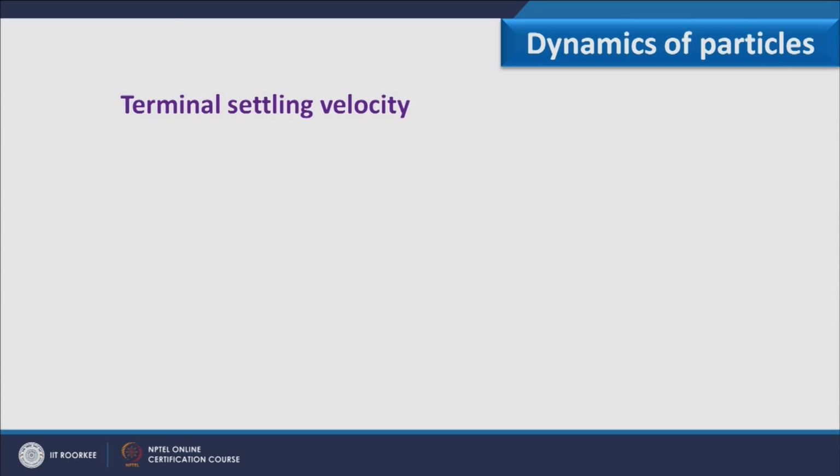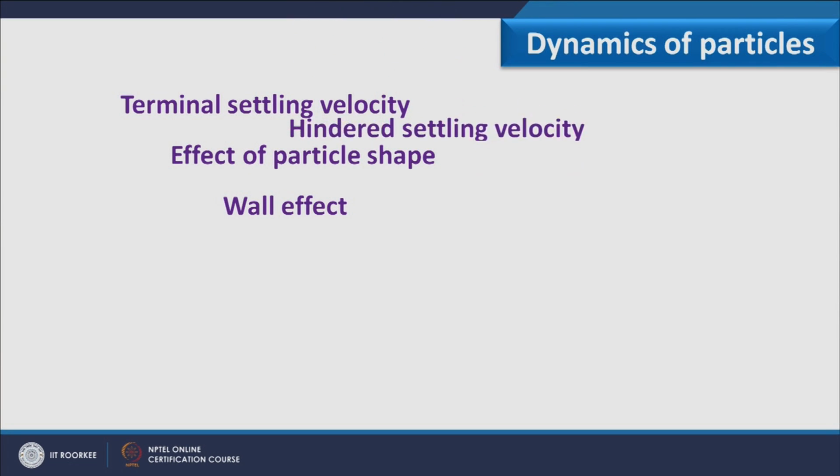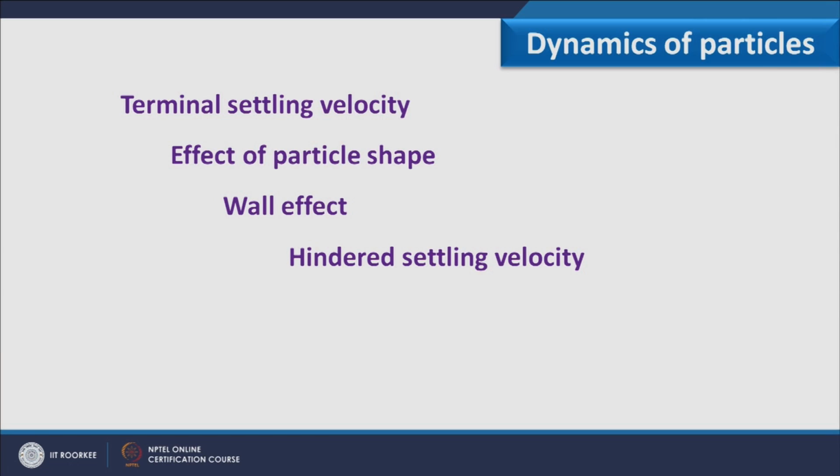Now, as far as the dynamics of particles is concerned, here we are going to cover different topics. First is terminal settling velocity, second is the effect of particle shape, and third is the wall effect. Apart from this, we will discuss hindered settling velocity and classification, and finally we will discuss jigging. So, all these 6 topics will come under particle dynamics.